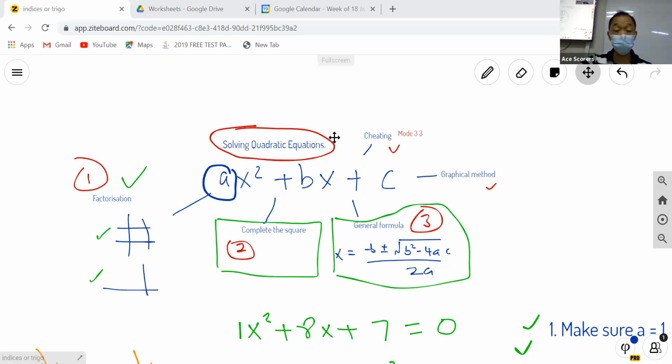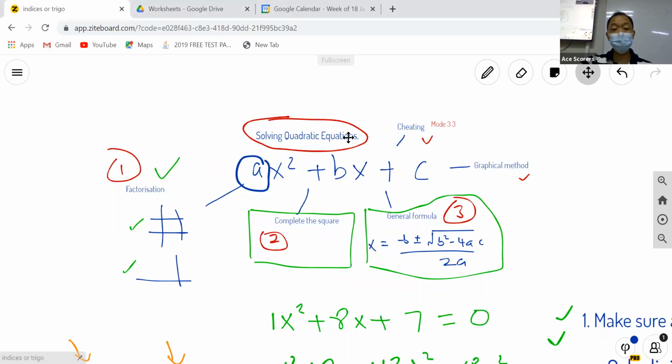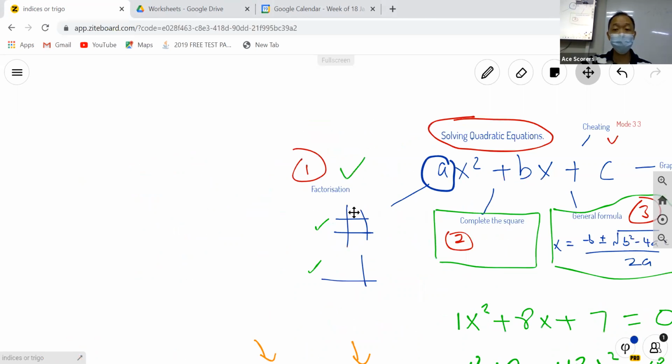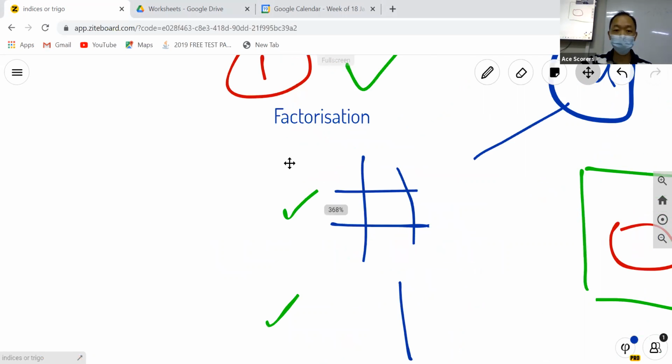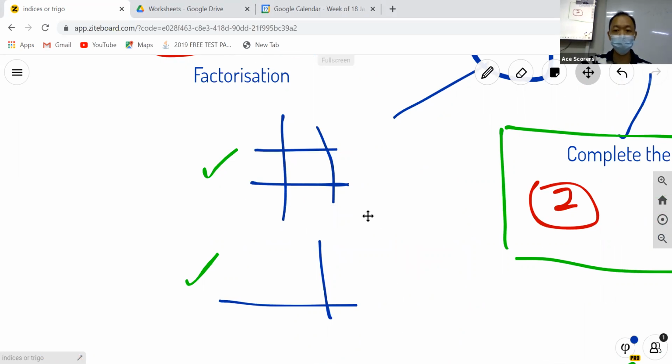Solving quadratic equations. So we start with the identification of a quadratic equation. There are 1, 2, 3, 4, 5 ways to solve a quadratic equation. The first way is factorization. So it's either the tic-tac-toe or this method, which you already know.